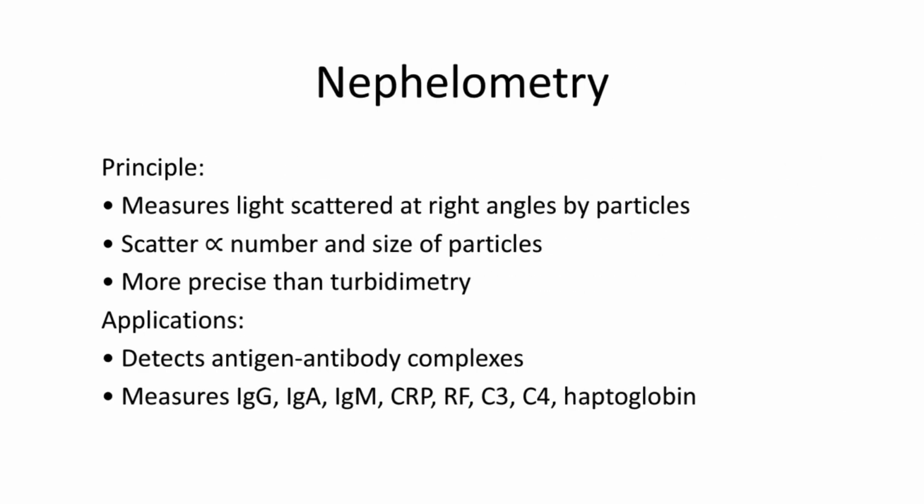Nephelometry works a little differently. Instead of measuring how much light is blocked, it measures the light that is scattered by small particles at right angles to the incident beam of light in the cuvette. The amount of scatter is directly related to the number and size of particles. Nephelometry is generally more precise than turbidimetry.